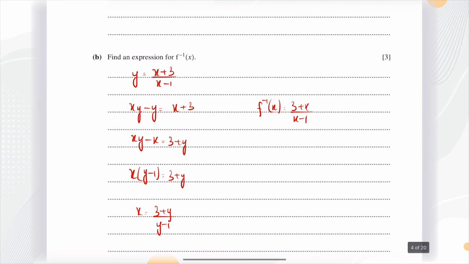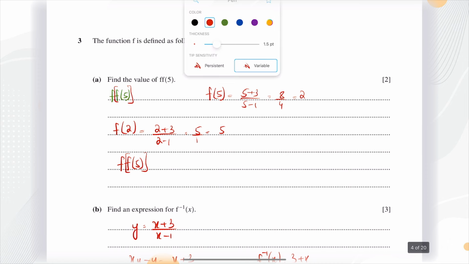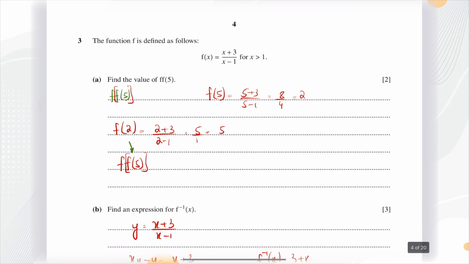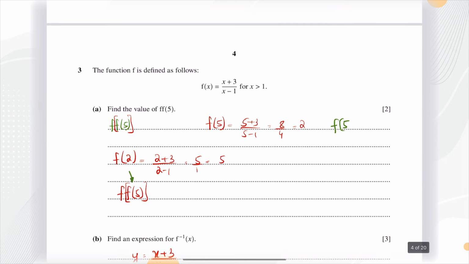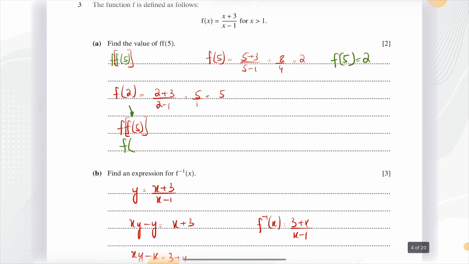Sir, why did you solve for f of 2? Okay. So basically, f of 5, such a tongue twister that is. First we evaluated this part of the function. And what did that turn out to be? That turned out to be 2. So I'll write it over here, that f of 5 is equal to 2. So now we replaced f of 5 with 2, and then we evaluated that. That's how we ended up with 5.